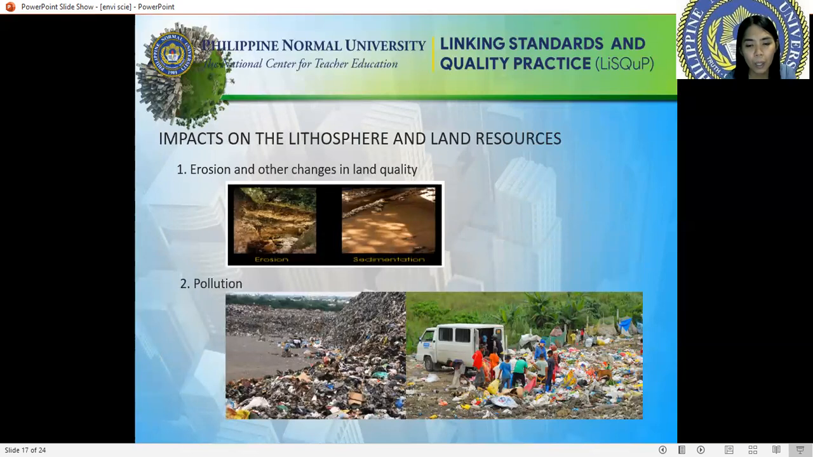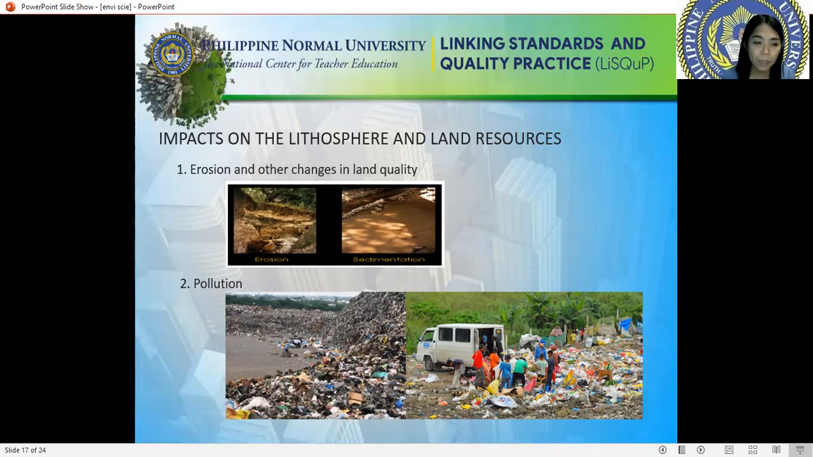Then we have also the impact on the lithosphere and land resources. It is cited also in the area impacts of urbanization to the lithosphere, we have erosion and other changes in land quality. So we have erosion because of rapid development, excavation for subdivision making, industrialization. They excavate the lands, they change the landscape. That's why erosion happens. And if there is excavation, sediments will be settled in the low-lying areas, and when rain pours, they will be transported to the rivers and bodies of water, and then it will also affect the salinity of the water.